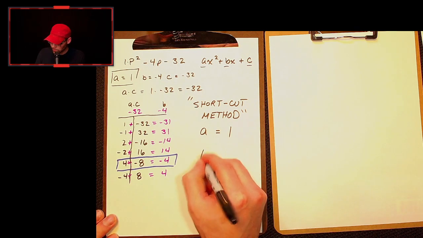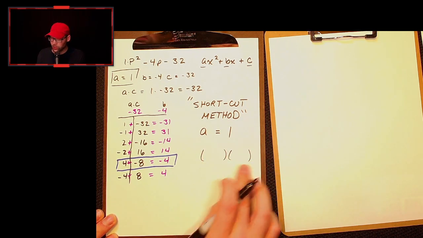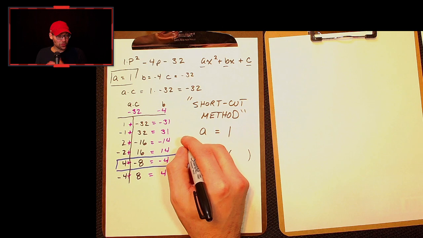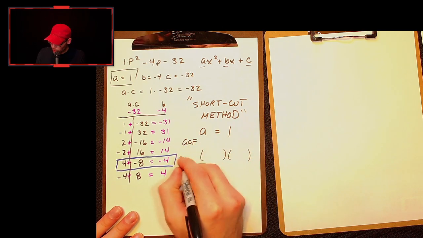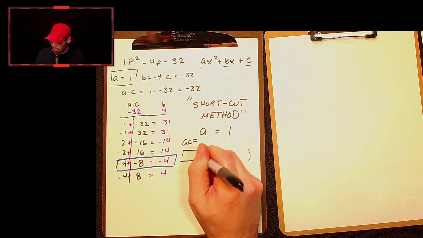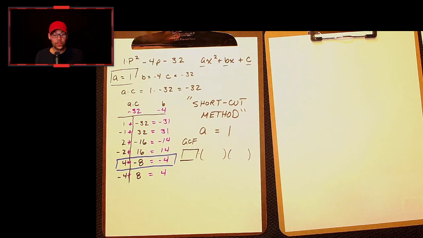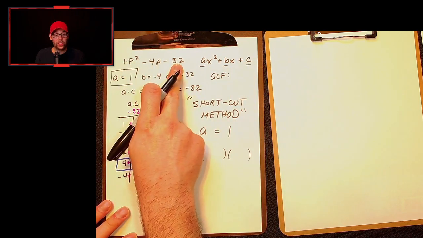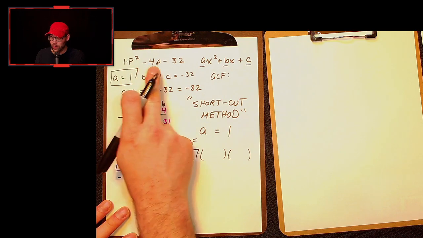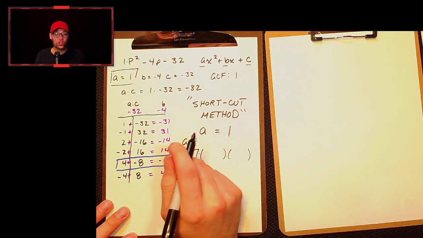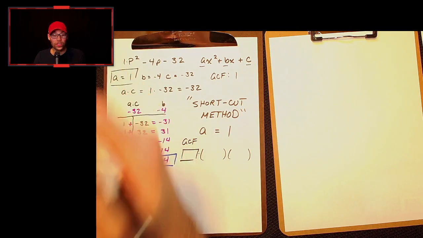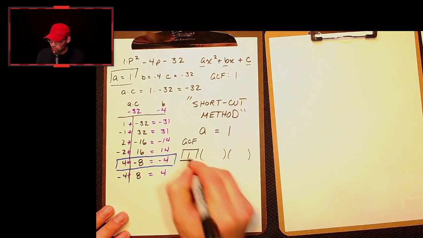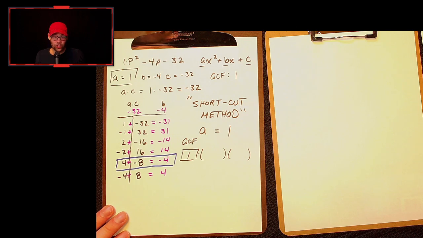And it's always going to look like this. We're going to have two sets of parentheses that are multiplied together. And if we do find any greatest common factor, which we'll talk about in a second, we would always insert that in front as multiplication. In this particular case, hopefully you understand that the greatest common factor between p squared, negative 4p, and negative 32 is just 1. So we would not pull out a greatest common factor, which is the first thing you must do when you factor. But because it is just a 1, pulling it out doesn't change our problem.